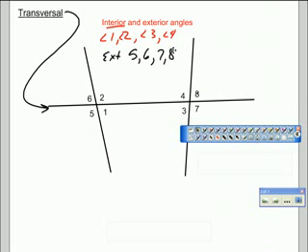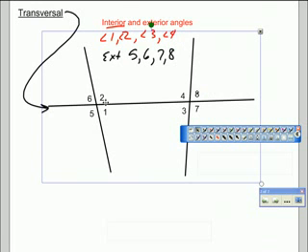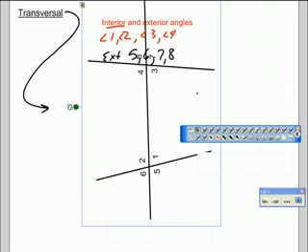But what I want you to be aware of is that whether the transversal is vertical, horizontal like this, or if I take the whole thing and flip it like that, 3 and 4, 1 and 2, they're still the interior. They're still to the inside of the two lines. 5, 6, 7, and 8, they're still to the exteriors.